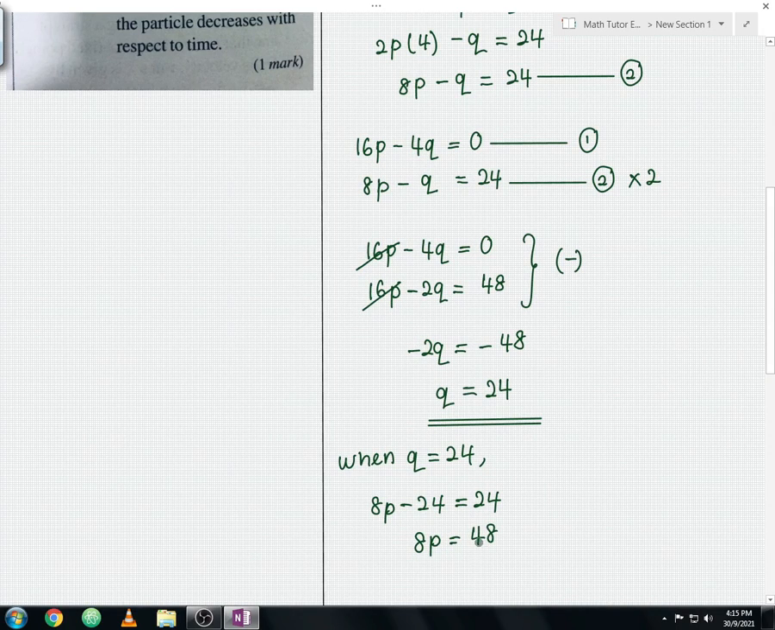So 8p is equals to 48. So to get the p, what you do, 48 you divide with 8. So from here you get your p is equals to 6. Okay, so this is your second solution for the question part A. So let me underline the solution.